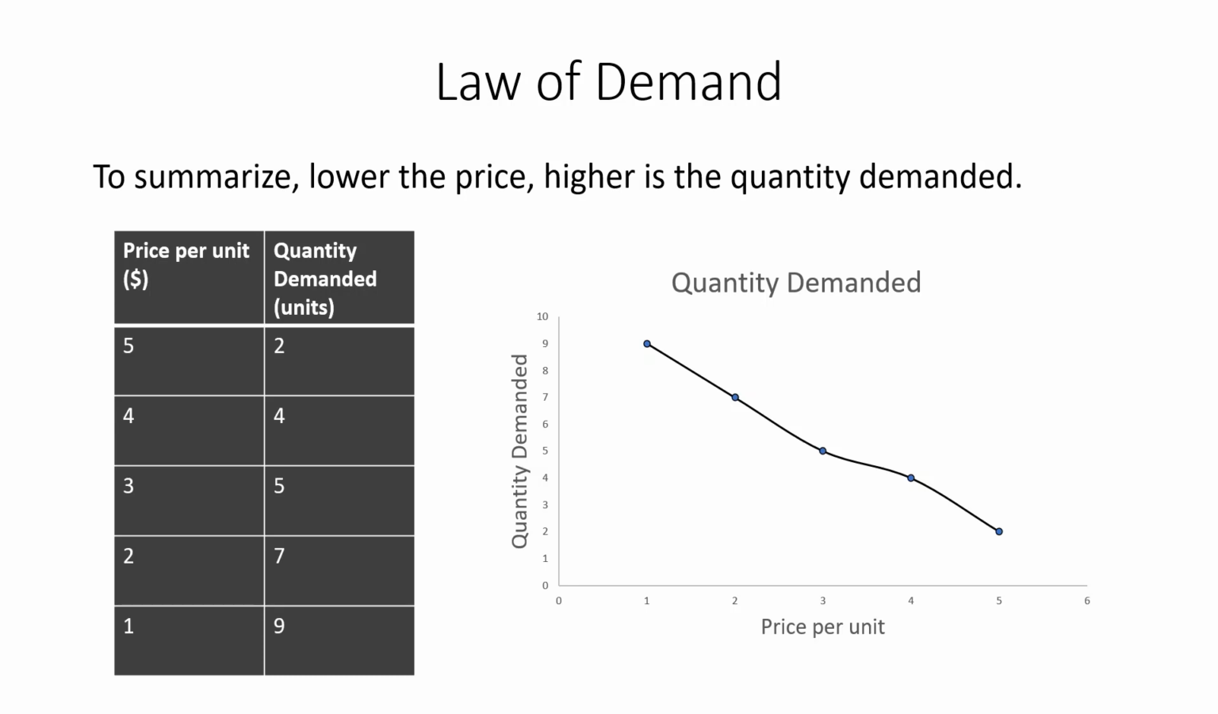So if we plot a graph using data from this table, we get a downward sloping graph like this. So this is nothing but the law of demand, which states that higher the price, lower is the quantity demanded, and vice versa.